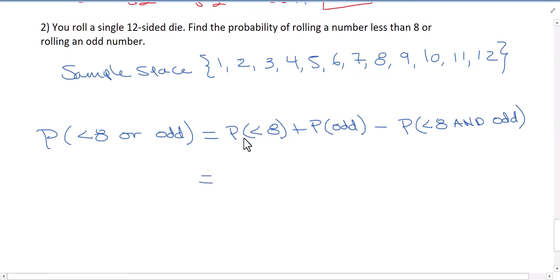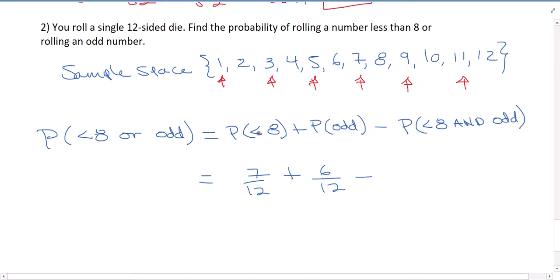So what is the probability of getting a number less than 8? Now it's strictly less than 8, so that's going to be 1 through 7. So it'll be 7 out of 12 plus the probability of getting odd. So my sample space is 1 through 12. So how many odd numbers are there? So I have 1 is odd, 3, 5, 7, 9, and 11. So I have 1, 2, 3, 4, 5, 6. So the probability of getting an odd number is 6 out of 12.